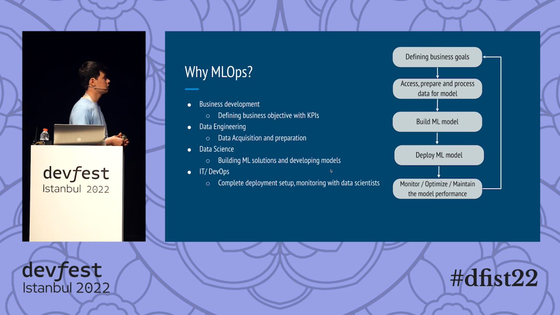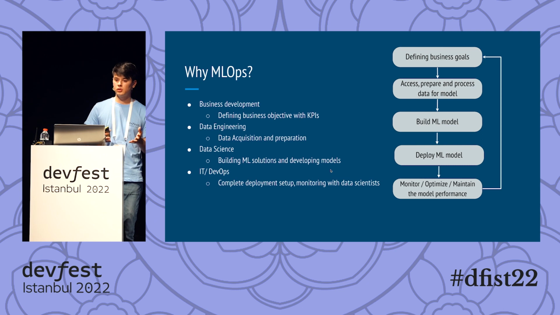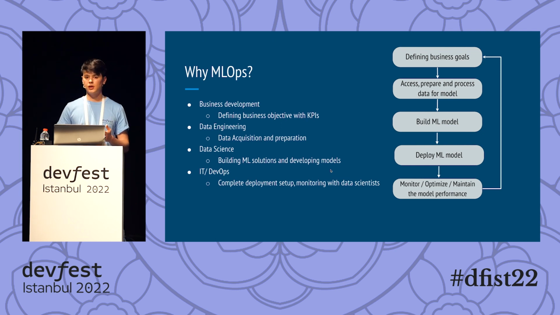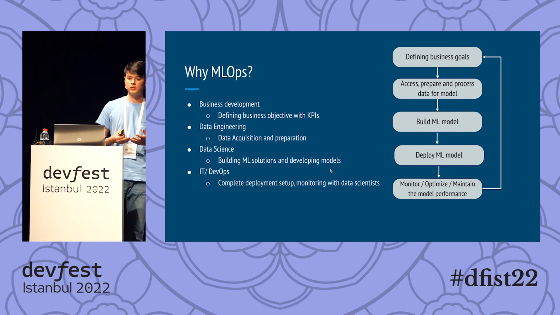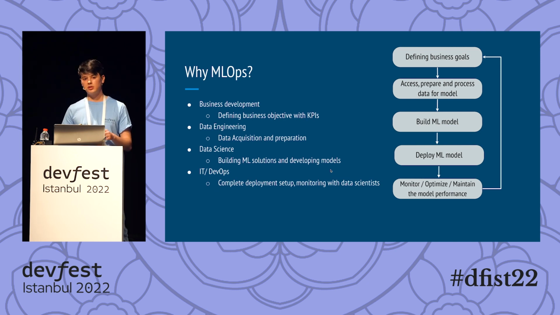So the life cycle of a machine learning system is, as you see, first you define business goals, then you access, prepare, and process the data for a model. Then you build an ML model with a data scientist, and eventually you deploy it. A machine learning DevOps project is like any other software development. It needs an iterative process when it's used in a company. So when you deploy a model to the cloud, it's not done. Never.